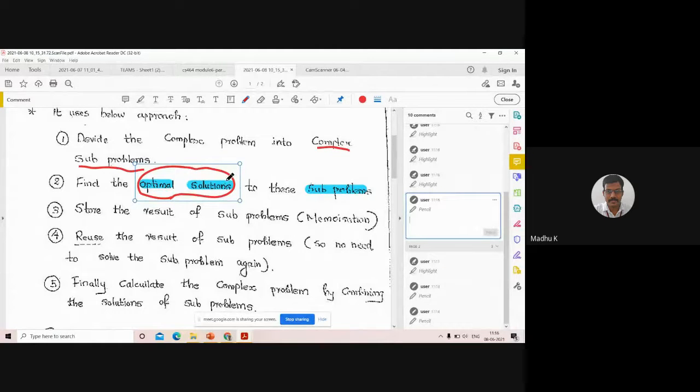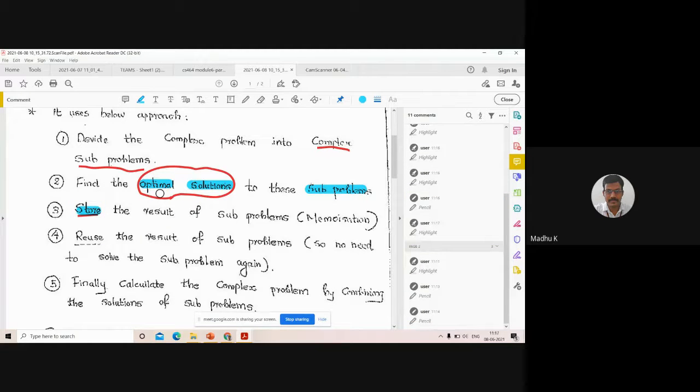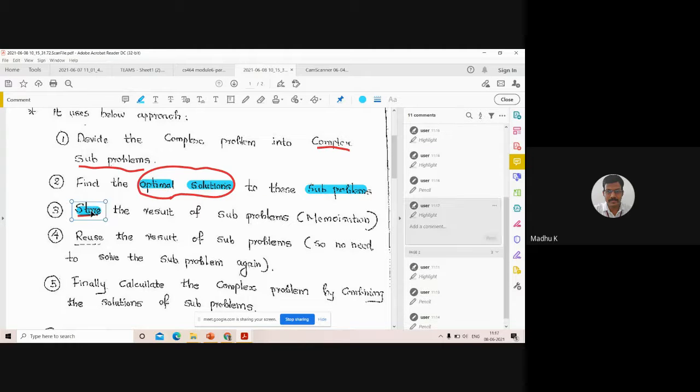Then store the result of the subproblem. We will try to solve the subproblem, and if we get the result, we will store the result. That is very important. We divide the problem, try to get an optimal solution of that subproblem, and if the solution is obtained, we will store it.